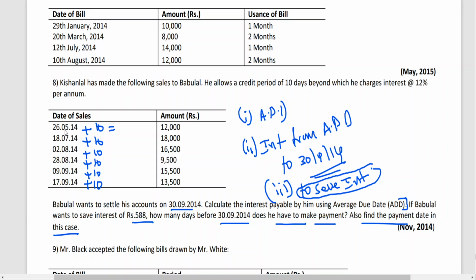Balance of days in May is 5, no? Then it will become June 5th. June 18th, it is coming 28th, 7. 18th February. 18th August.